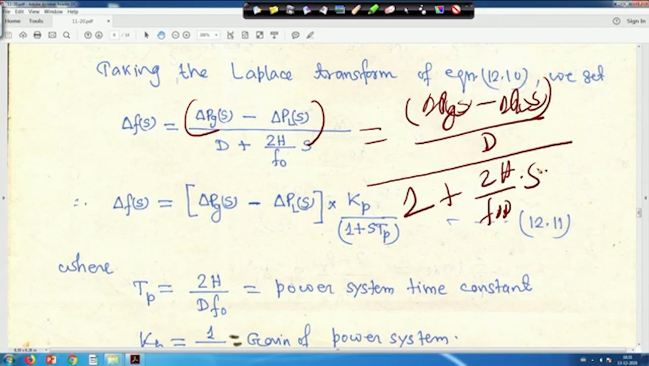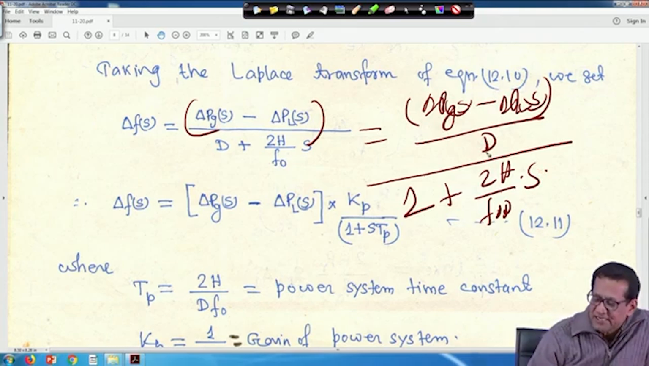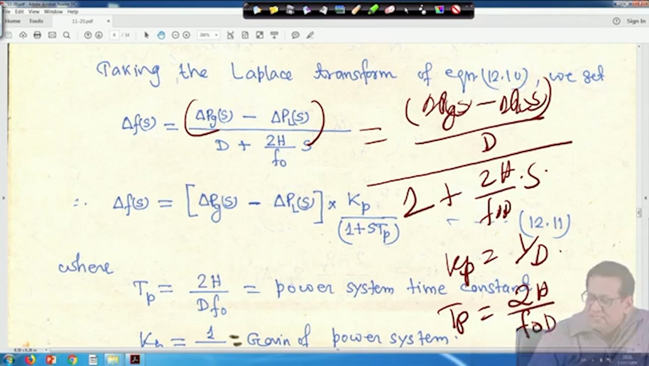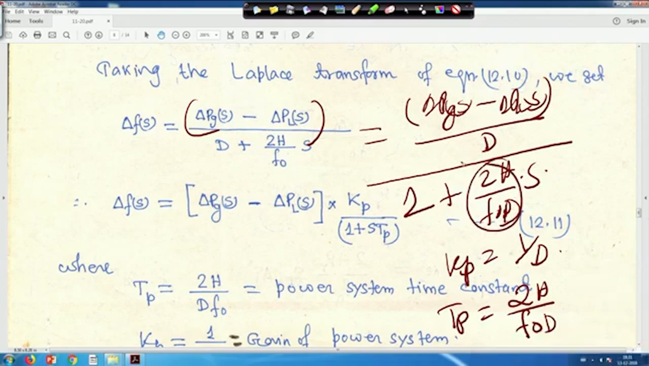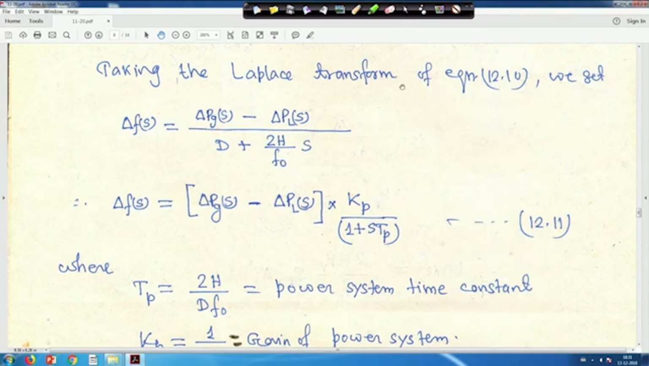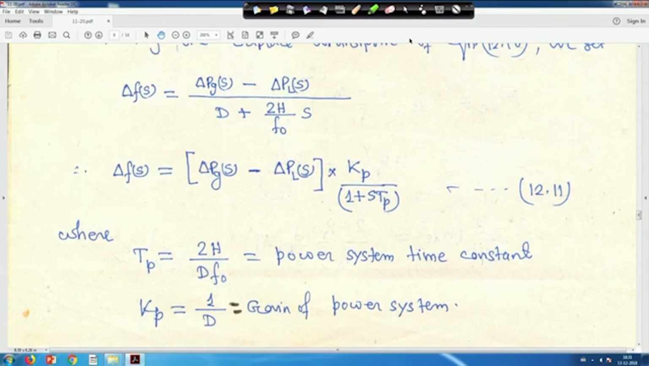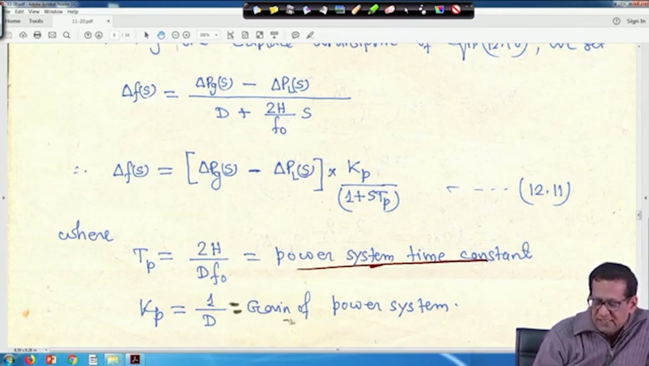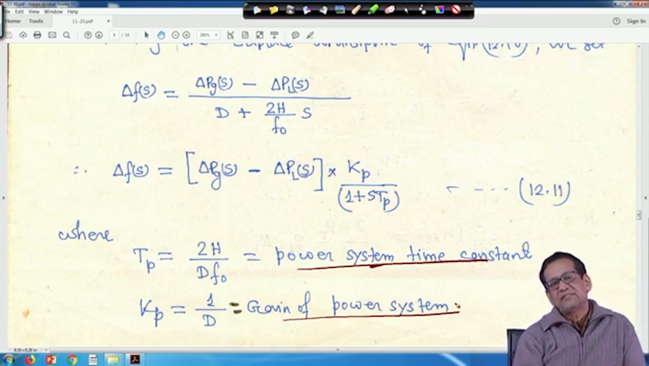So we assume Kp is equal to 1 upon D, and Tp is equal to 2H upon F0 into D. This is your F0 D, this is your Tp. That means this equation can be written as delta Pg(s) minus delta PL(s) into Kp upon 1 plus sTp. So Tp we call the power system time constant, and Kp is equal to 1 by D, equal to the gain of the power system. This way we define this.